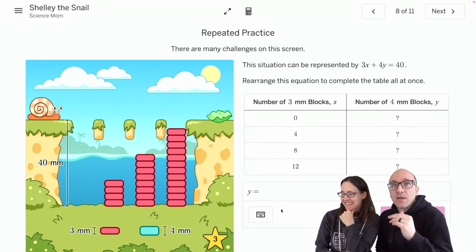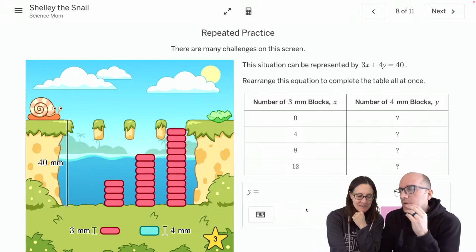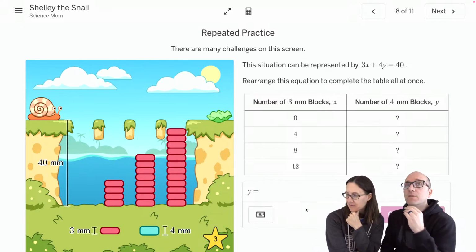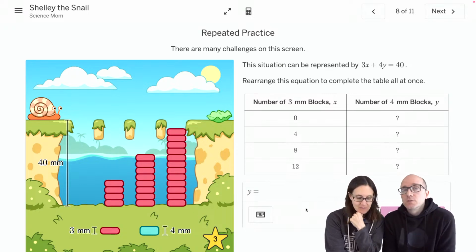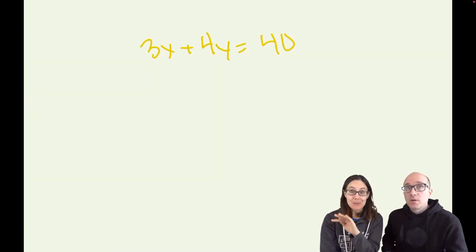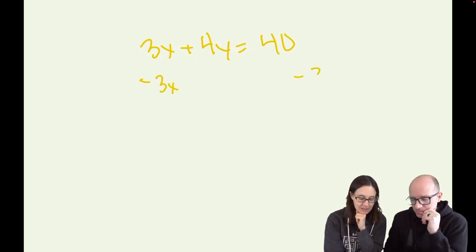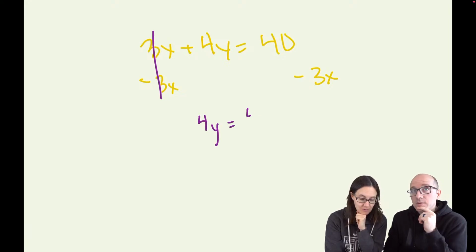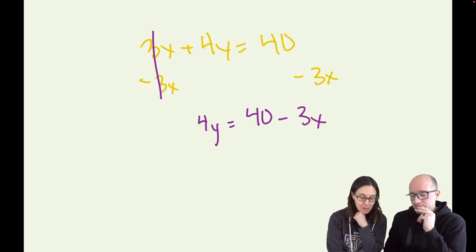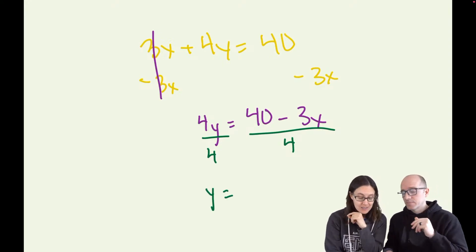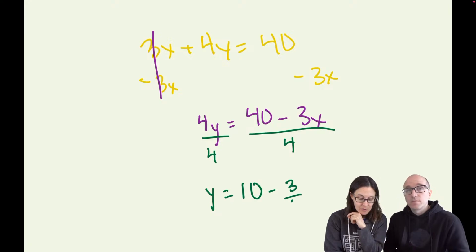All right, so on this one here, we've got 3x plus 4y equals 40, Science Mom. I really like to be able to write it out. So I'm going to subtract 3x from both sides. And then that's going to give me 4y equals 40 minus 3x. Nice. And now I need to divide everything by 4. So I divide this side of the equation by 4, I divide this side by 4, and that gives me y equals 40 divided by 4 is 10, and then minus 3/4 x.